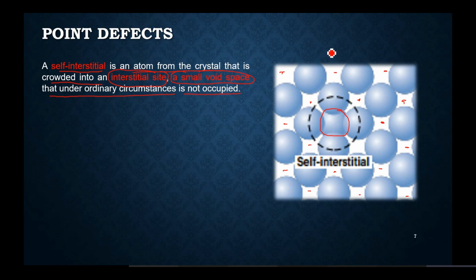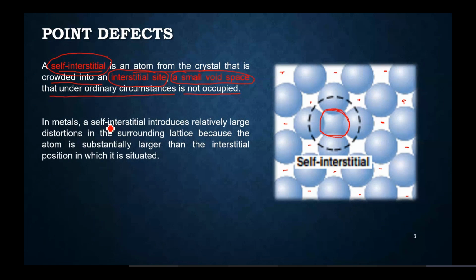If you remember the atomic packing factor of 0.74 or 0.68, roughly 70% or 72% in BCC is the empty space within a unit cell. And these spaces are basically made up of these interstitial voids. So if an atom gets trapped into this interstitial site, this is known as a self-interstitial point defect.